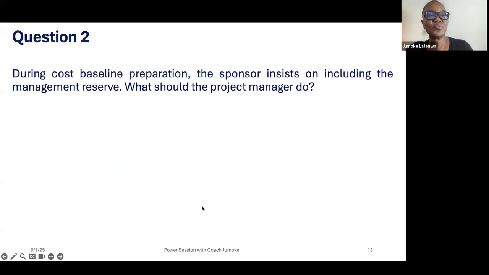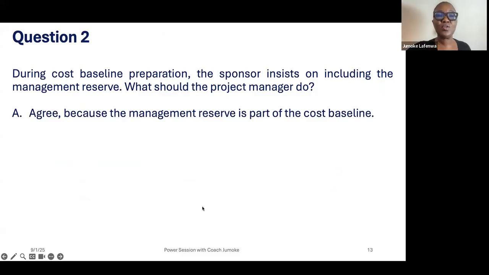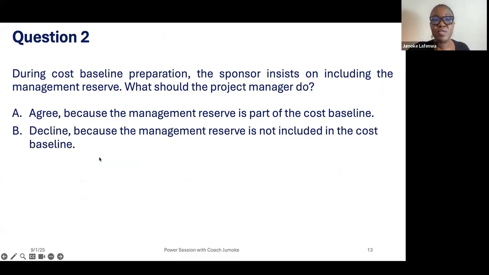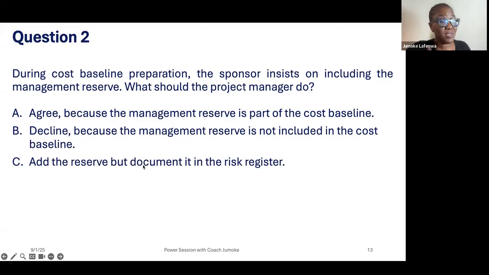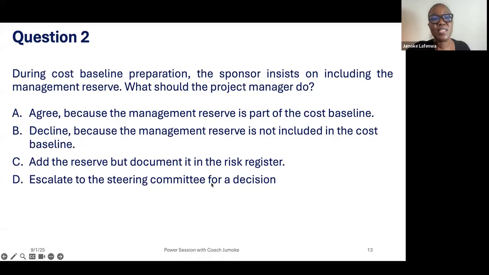Anyway, question 2. During cost baseline preparation, the sponsor insists on including the management reserve. What should the project manager do? A, agree because the management reserve is part of the cost baseline. B, decline because the management reserve is not included in the cost baseline. I mentioned this, so I'm expecting everyone to get this right. C, add the reserve but document it in the risk register. D, escalate to the steering committee for a decision.